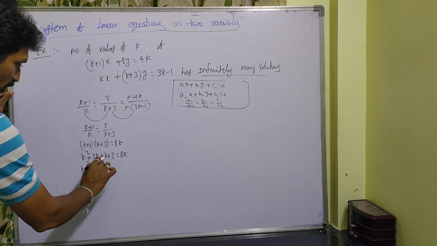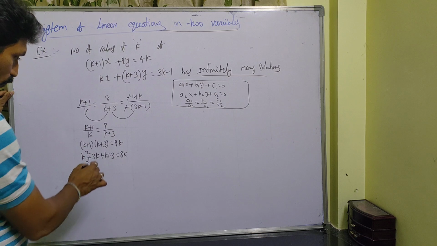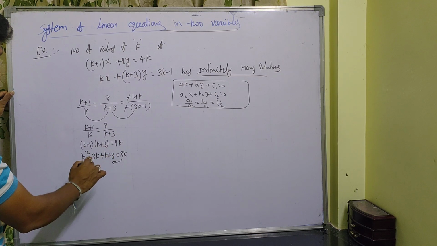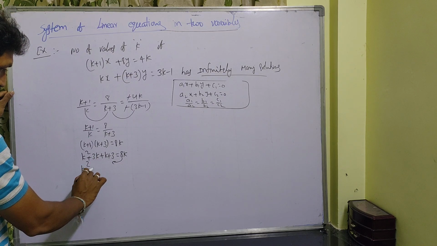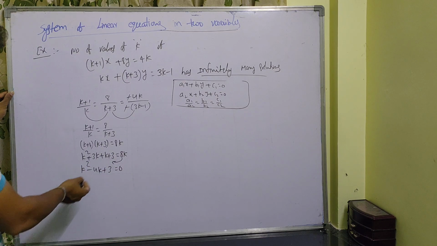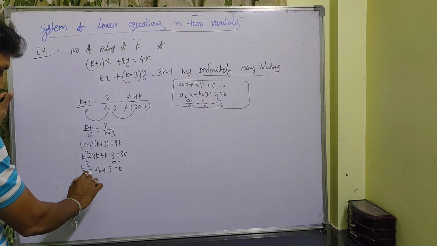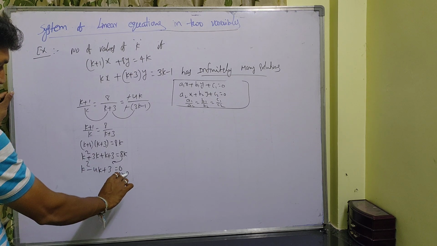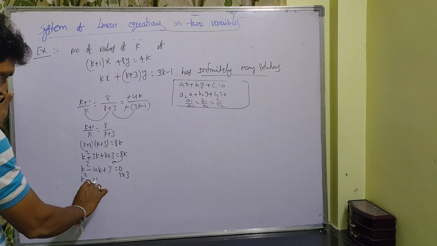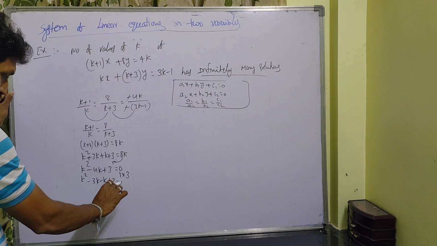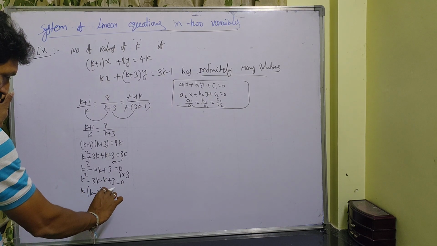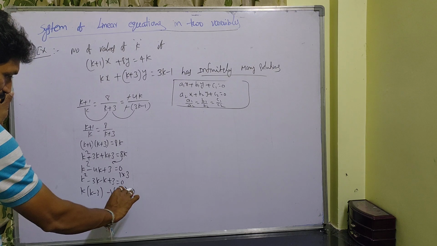So k square plus 3k plus k, 4k. Transpose this 8k to this side. So 4k minus 8k, minus 4k, plus 3 is equal to 0. So now factorize this one, what do you have? Here 1 into 3, you know very well factorization. 1 into 3, 3. So k square minus 3k minus k plus 3 is equal to 0. So k common, k minus 3, minus 1 common, k minus 3 is equal to 0.